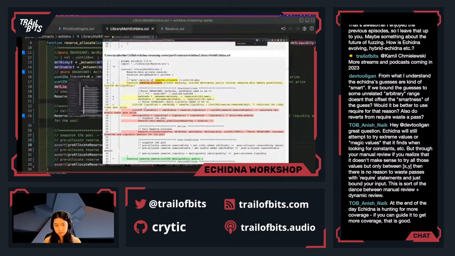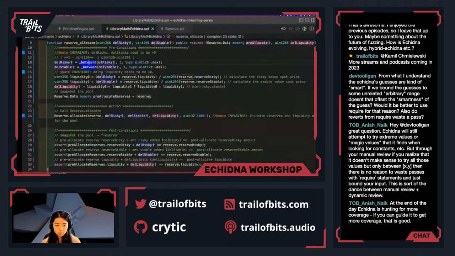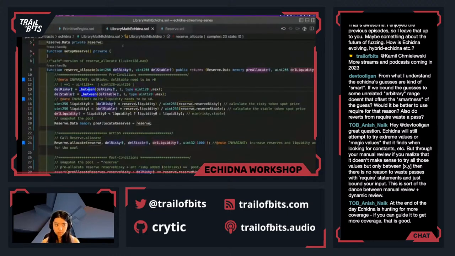So this is telling us something very interesting. This is saying that Echidna actually failed on calculating the spot price of the risky token. This begs the question of why, because if Echidna is not actually hitting our assertions and not even hitting this allocate call, then Echidna is not really doing anything here. It's just something's happening within this line. So from that, we just need to look at what does the system look like?